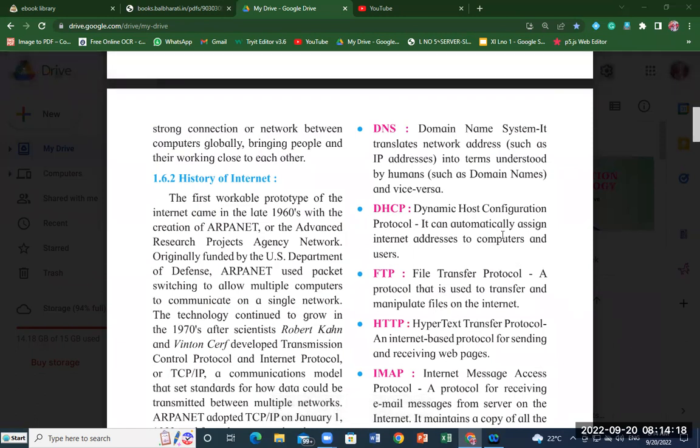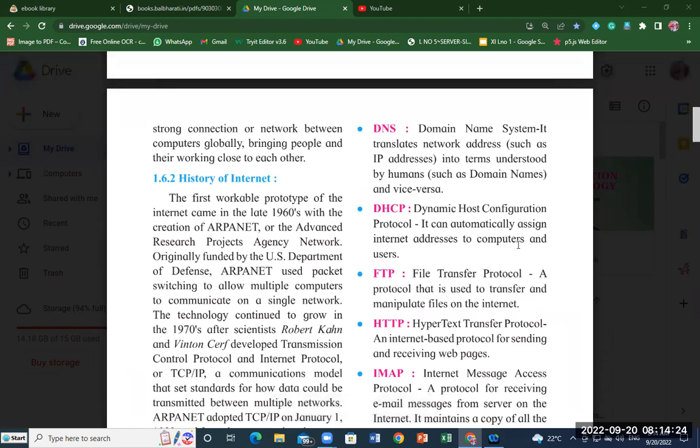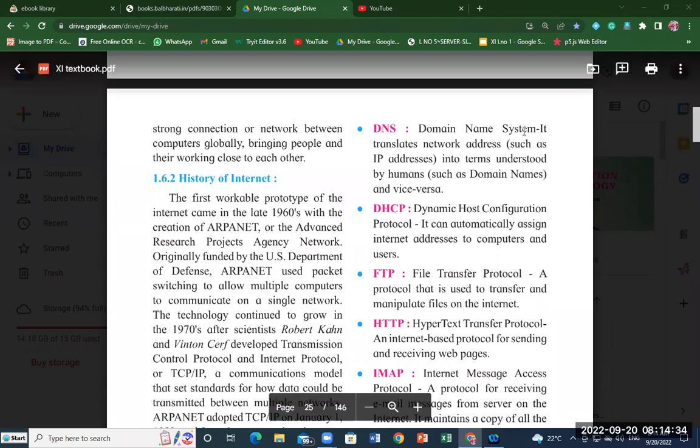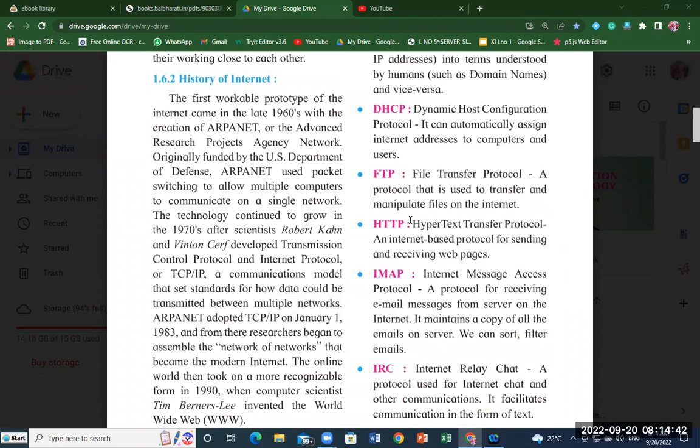DHCP, Dynamic Host Configuration Protocol. It can automatically assign internet addresses to computers and users. Now, most of the time, PCs have their own IP address, but if the addresses have to be changed, okay, and then the data has to be transferred, then that is possible with the help of DHCP.